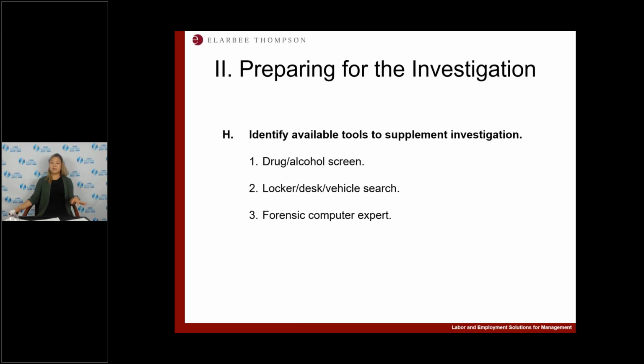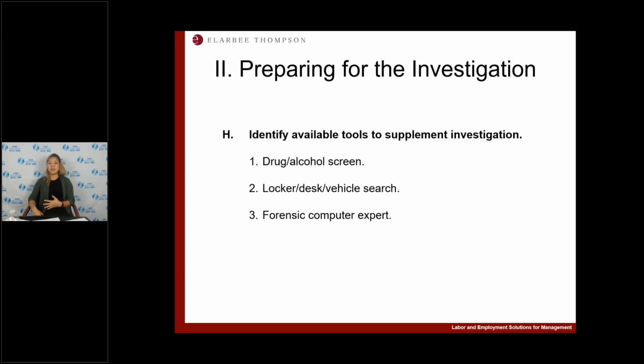Certainly, if the allegation is something like sending inappropriate emails, taking a snapshot of someone's mailbox or email account might be a good idea, so that you know that as of September 21st, 2019, this is what their mailbox looked like. That way you can search through it, but nothing is going to be destroyed or deleted. And particularly with forensic computer experts, they can go and see if anything's been deleted.